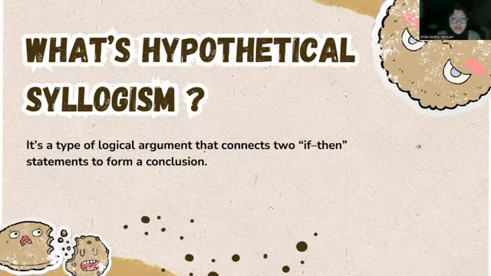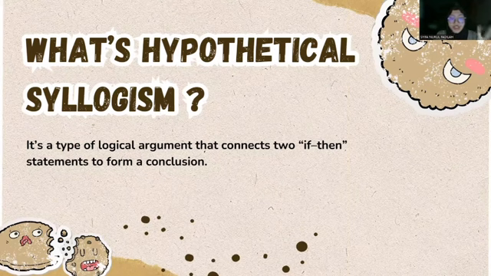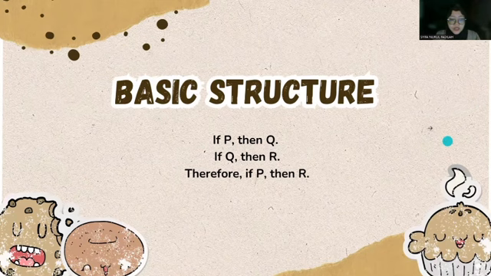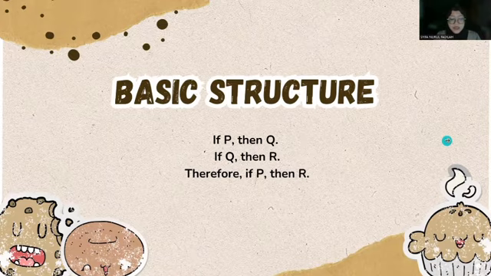So, what is hypothetical syllogism? Well, it is a type of logical argument that connects two if-then statements to form a conclusion. Let's take a look at the basic structure. If we have two statements, the first one is if P then Q, and the second one is if Q then R. The conclusion is: therefore, if P then R. We call this a chain of reasoning because each statement links to the next.